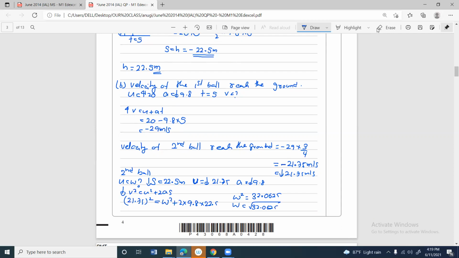How much is that? 5.66 meters per second would be the answer for that. That's a way of getting this kind of a question.